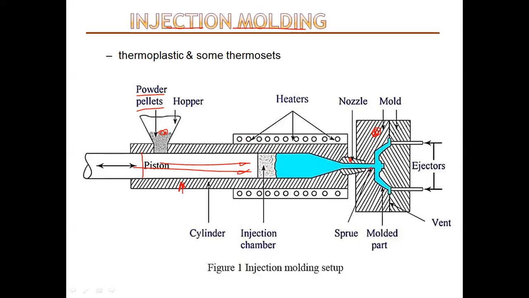How are these granules injected into the mold cavity? The cylinder or barrel is surrounded by a heater which heats the plastic granules, and after that they are injected through a nozzle into the mold cavity and kept there. After hardening, the part is ejected. Okay, in such a way the plastic part is prepared.